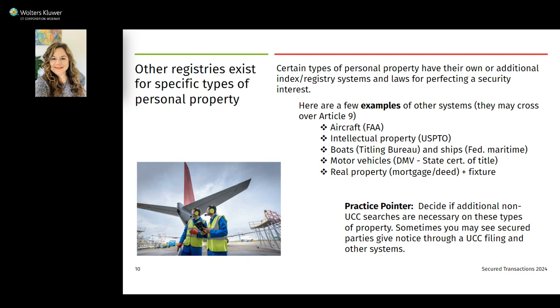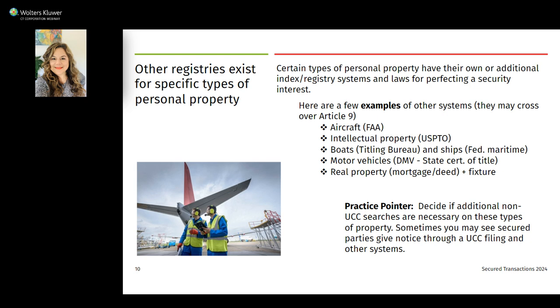So there are other lien registries that exist for specific types of personal property. That means that one may need to hire counsel or an attorney to deal with that particular aspect of the transaction because it has its own set of laws. You may need a specialist. Here are some examples of some of the other lien systems. Aircraft liens have to be registered with the Federal Aviation Administration. We do see a lot of UCC-1s under Article 9 filed in the registry systems of the Secretary of State's office on the engines, for example. So that would be a good example of how this particular system crosses over into the UCC.